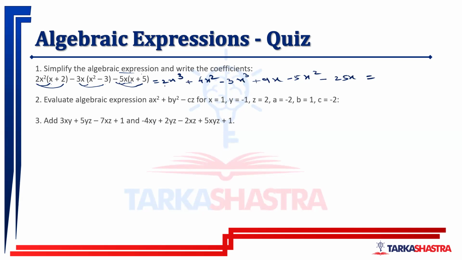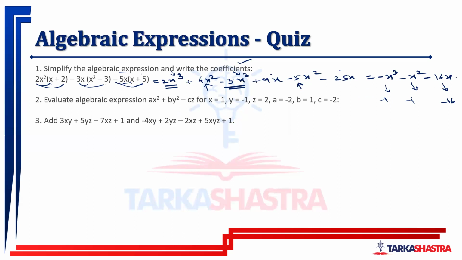Now, I can add or subtract these values. Why? Because its variable part is same. So 2x cube minus 3x cube is minus x cube. 4x square and minus 5x square is minus x square. And 9x minus 25x is minus 16x. Okay. Write the coefficient. So x cube's coefficient is minus 1. x square's coefficient is minus 1. x's coefficient is minus 16.